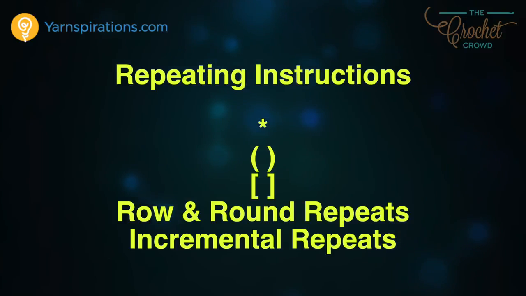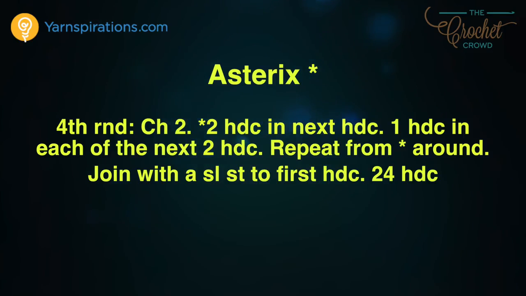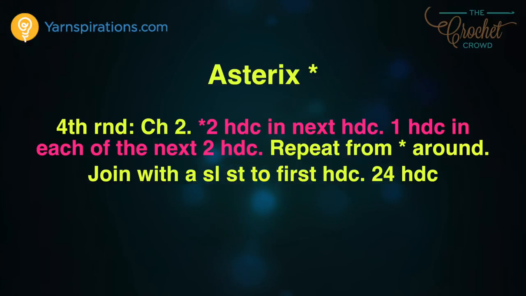So let's move along to asterisks first. When the asterisk is used, it's the starting point of a repeat of instruction. It's the most commonly used in the pattern. So let's take a look at the instruction here. You start off with chain 2 and then have an asterisk before the 2 half double crochet. You will complete everything after the asterisk, and then the instruction says repeat from the asterisk around. So you continually repeat what is after the asterisk over and over to the end, and at the end of the round you join with a slip stitch to the first half double crochet that you started with. So remember that the asterisk is the starting point of a repeat.